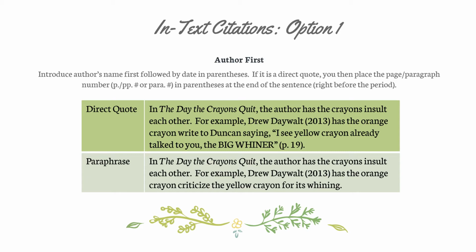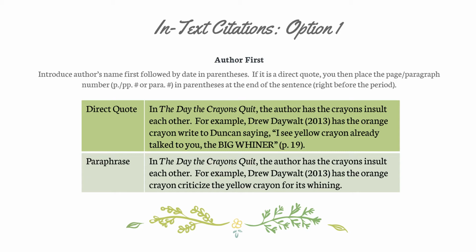I want us to examine what this might look like. So if you look here at our direct quote, we have, in The Day the Crayons Quit, the author has the crayons insult each other. For example, Drew Daywalt (2013) has the orange crayon write to Duncan saying, "I see yellow crayon always talk to you, the big whiner." And then in parentheses we have page 19, because that's the page that this is taken from.